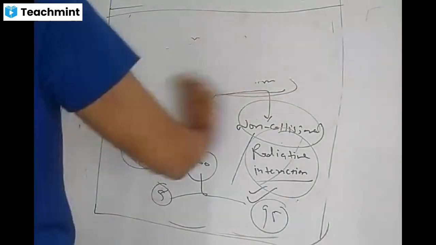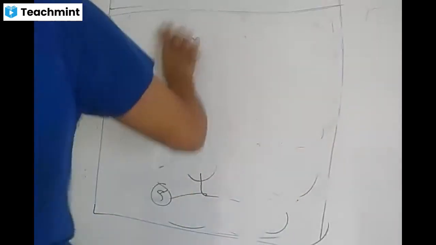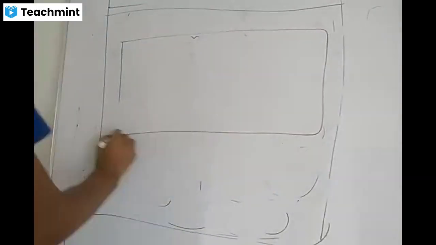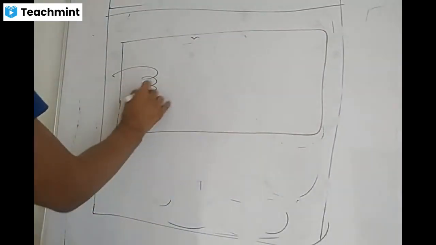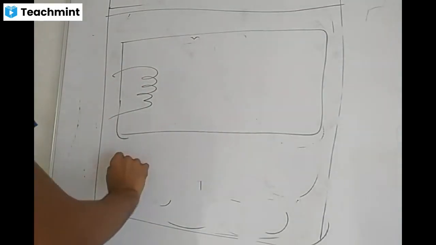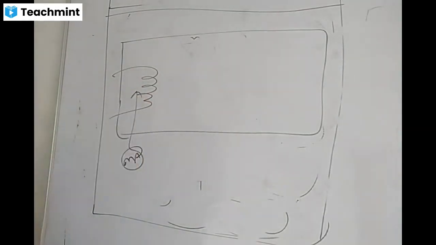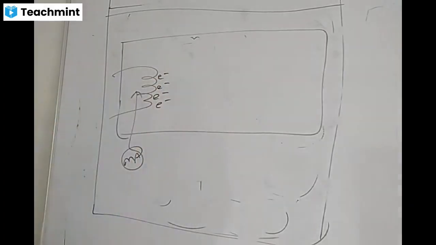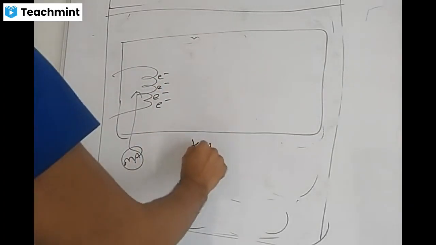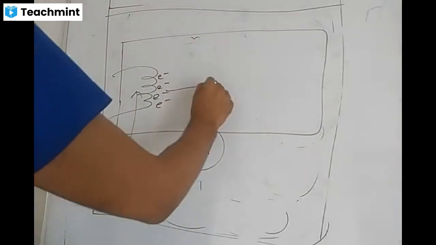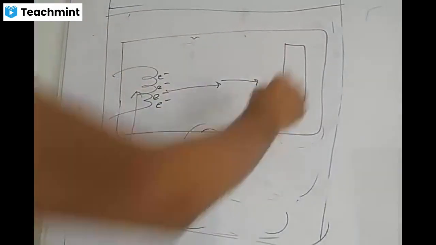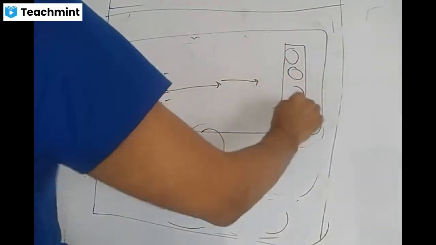So where are these two collisional and radiative mechanisms operating? This was our X-ray tube and this was the filament. What we gave was mA. What happens? Thermionic emission occurs. Then we applied kVp. The electrons start moving and they reach the anode. The anode is made up of tungsten atoms.